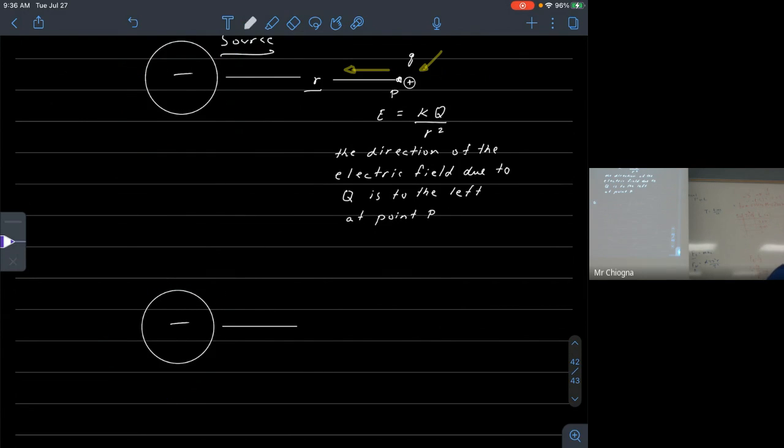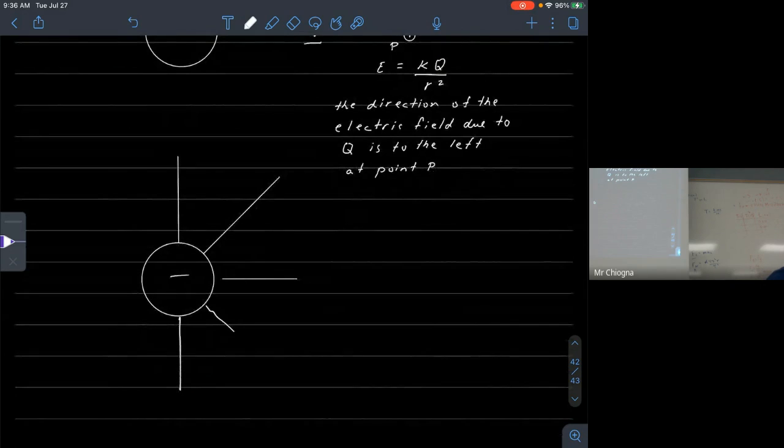I'm going to draw the field for each of these charges. The negative charge, we'll deal with that first because that's the last one we saw. I'm drawing the field lines. These are the electric field lines. They're like rays of a sun.